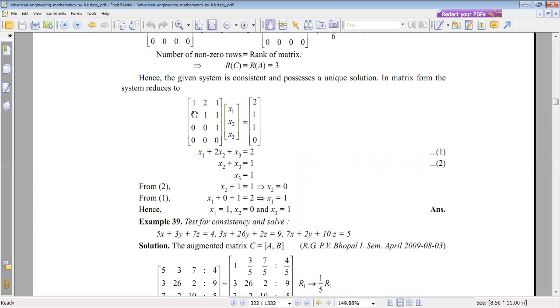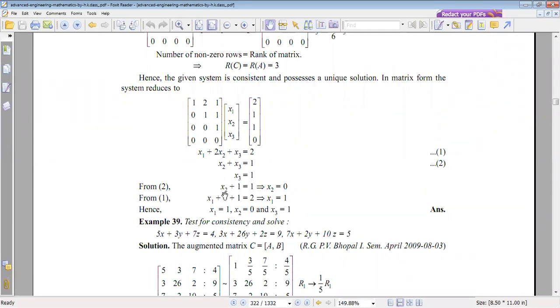Again, if you multiply 0 into x1, 0, 1 into x2, it will be x2, plus 1 into x3, it will be x3, equal to what? 1. This is 1. So again 0 0 1, so 1 into x3 equal to 1. So x3 is equal to 1.